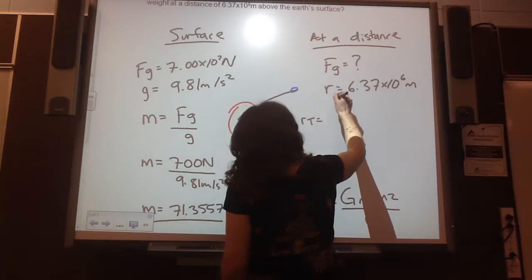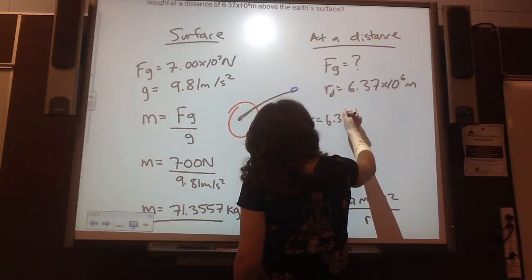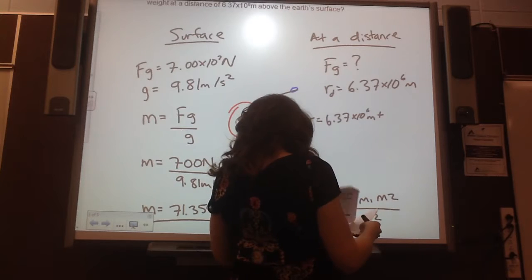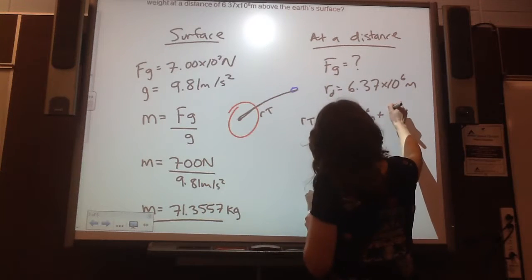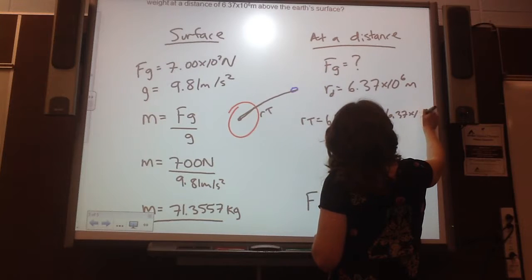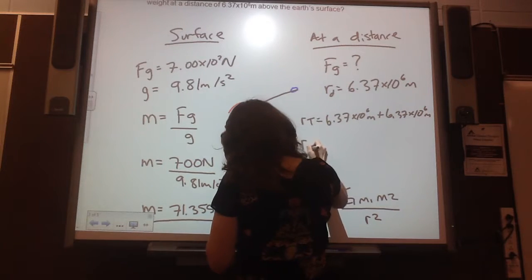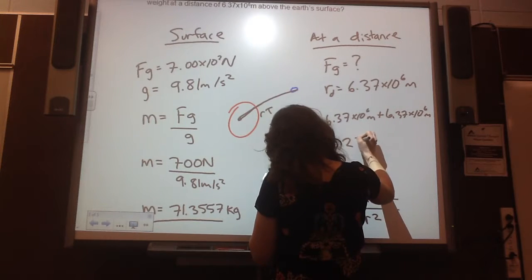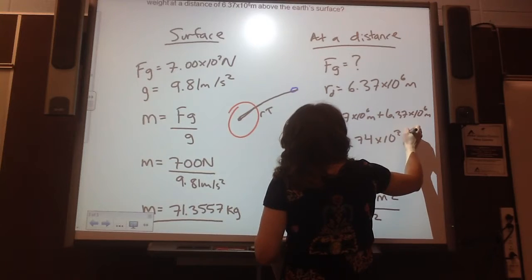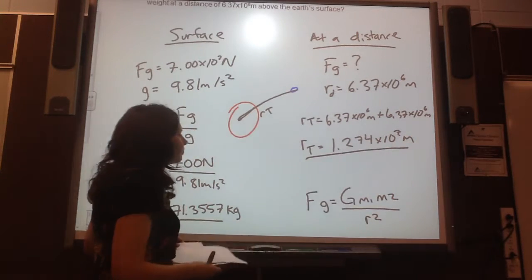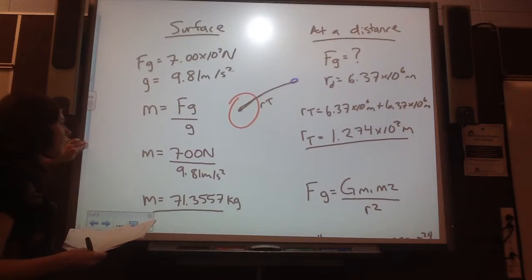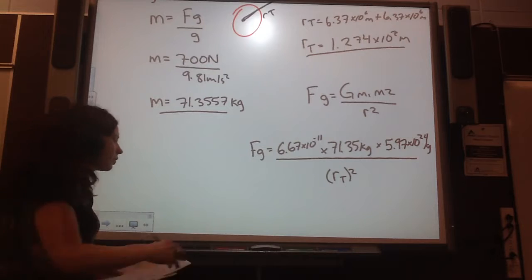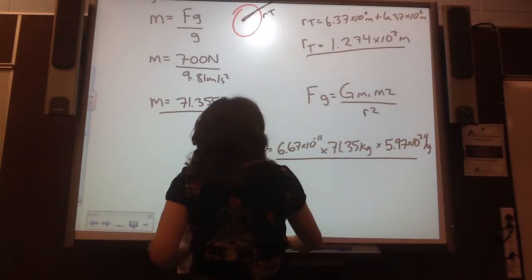So RT is equal to this r, 6.37 times 10 to the 6 meters, plus the radius of Earth, which is 6.37 times 10 to the 6 meters. So my RT is equal to 1.274 times 10 to the 7 meters. So that's the radius, or the distance, that I'm going to use here.